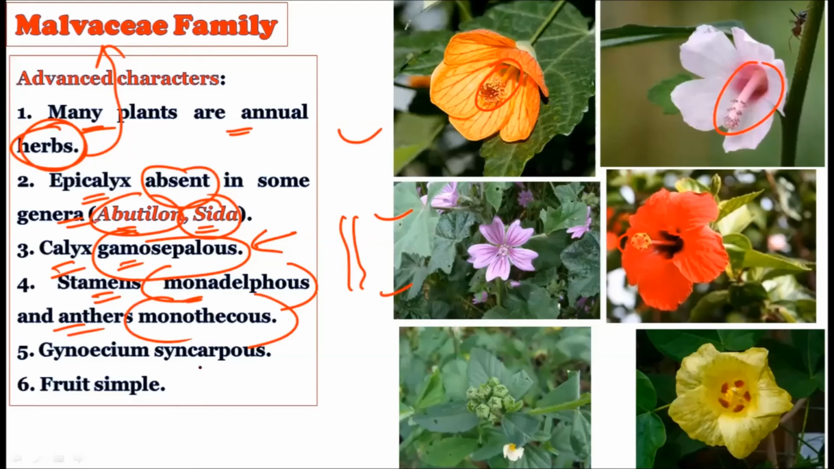See, the gynoecium is syncarpous, that is, the fused gynoecium or the fused carpels are there, right? This is considered an advanced character, and the fruits are simple, okay. The fruits are very simple, and simple fruits are considered an advanced type of character. So the Malvaceae family shows the presence of herbs, which is an advanced character, monoadelphous stamens, advanced character, monothecous anthers, advanced character, syncarpous gynoecium, advanced character, right? And the simple fruit is also an advanced character. So all these points make this family a very advanced family, right?